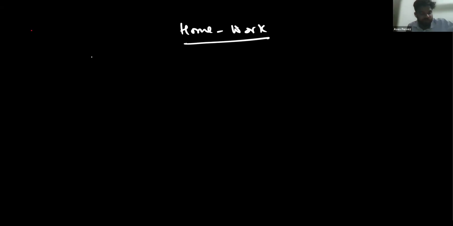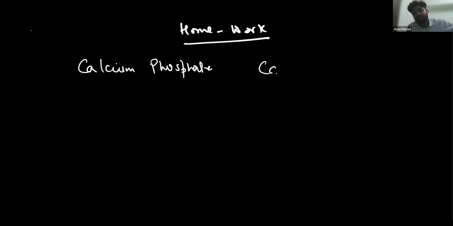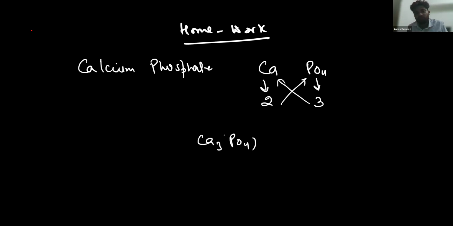I told you to write the formula of calcium phosphate. The valency of calcium is 2, which you were given, and that of phosphate, PO4, is 3. When you cross multiply these two, you will get Ca3(PO4)2. This is the correct formula that Jobita has done correctly.